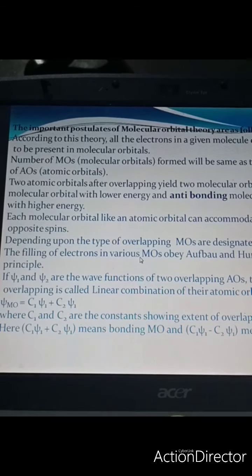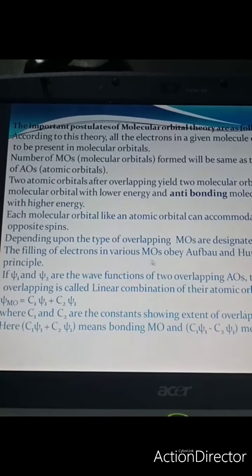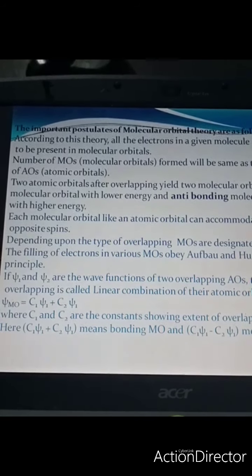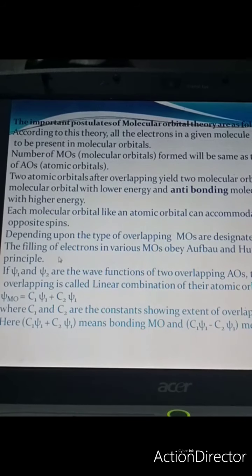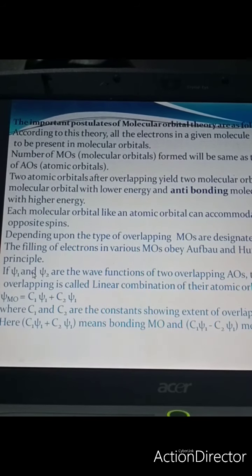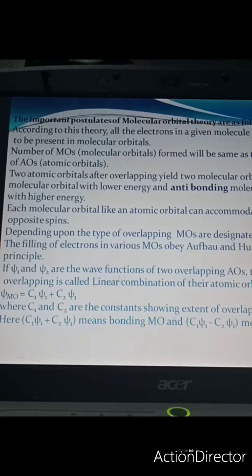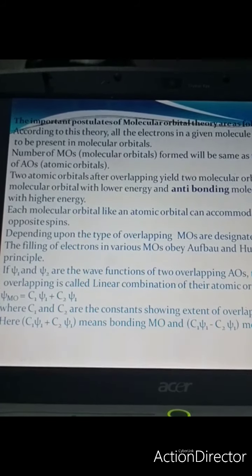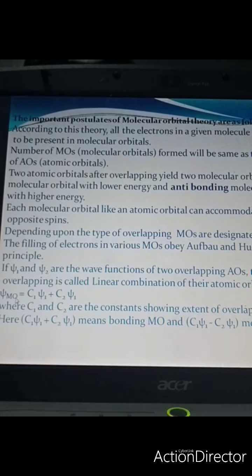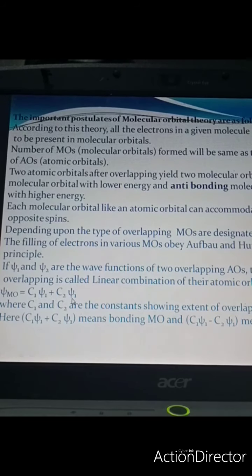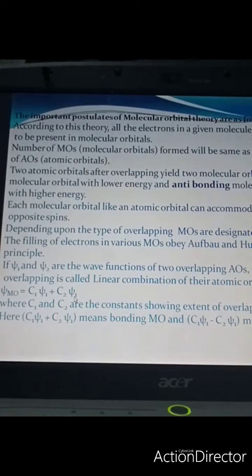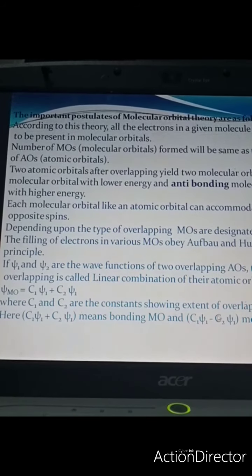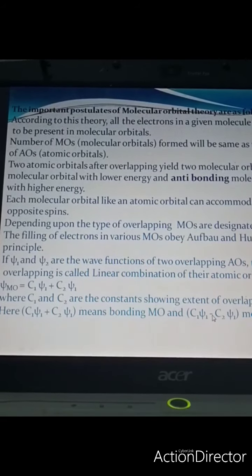While filling the electrons in various molecular orbitals, they will follow three principles, that is the Aufbau principle, Hund's rule and Pauli's exclusion principle. Let us consider this in terms of waveforms. If psi1 and psi2 are the waveforms of two atomic orbitals, then during the linear combination, the bonding molecular orbital is formed by constructive overlap, due to the summation, and the anti-bonding molecular orbital is formed by destructive overlap, that is due to the subtraction.